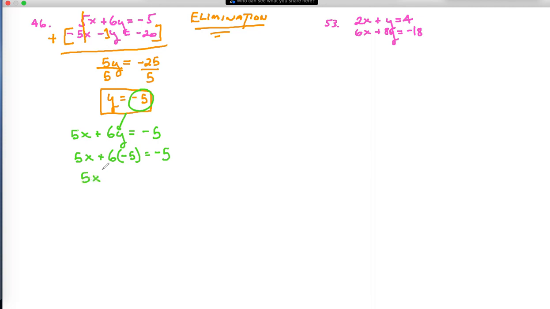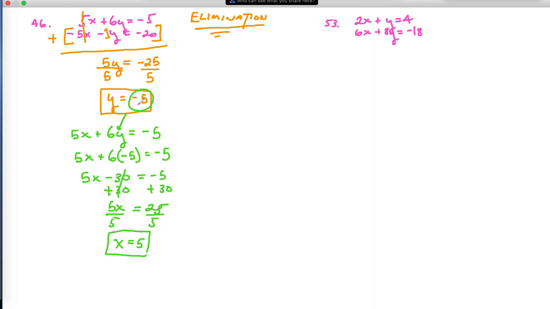So I get 5x. 6 times -5 is -30, equals -5. I add 30 on both sides. This goes to 0. And I get 5x is equal to -5 plus 30. It's +25. I divide by 5 to finally get x. 5 divided by 5 is 1. 1 times x is just x. 25 divided by 5 is 5. And I have my solution. x is 5, y is -5.